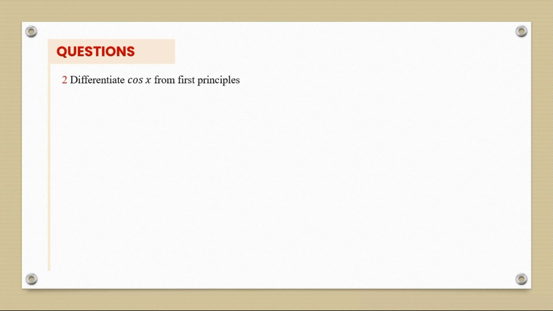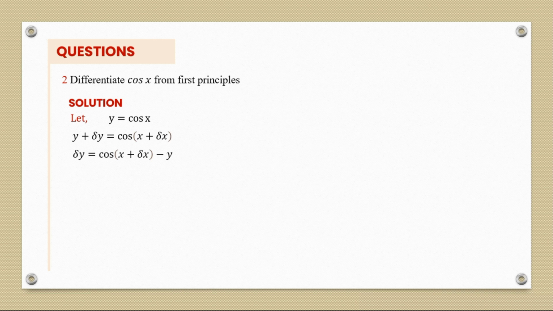Alright, so moving on to question number 2. How about if we ask to differentiate cos x from first principles? So we're going to let y be equal to cos x, and then next we're going to have y plus change in y being equal to cos x plus change in x. So where there is a y, we put y plus change in y, and where there is an x, we put x plus change in x.